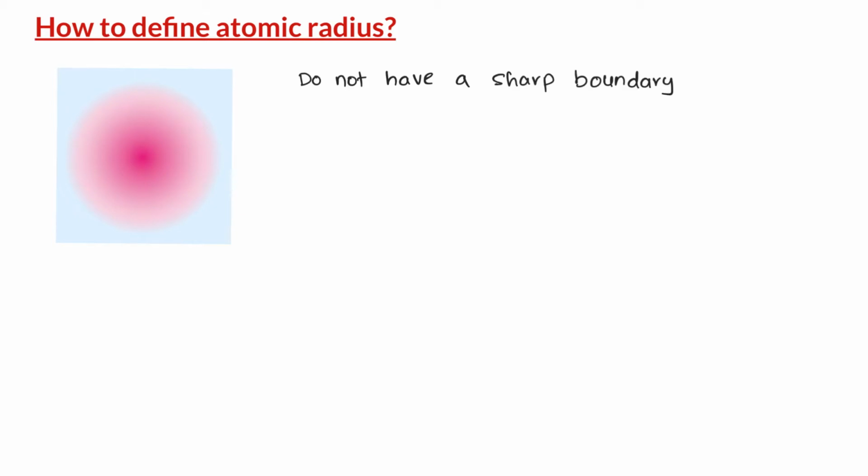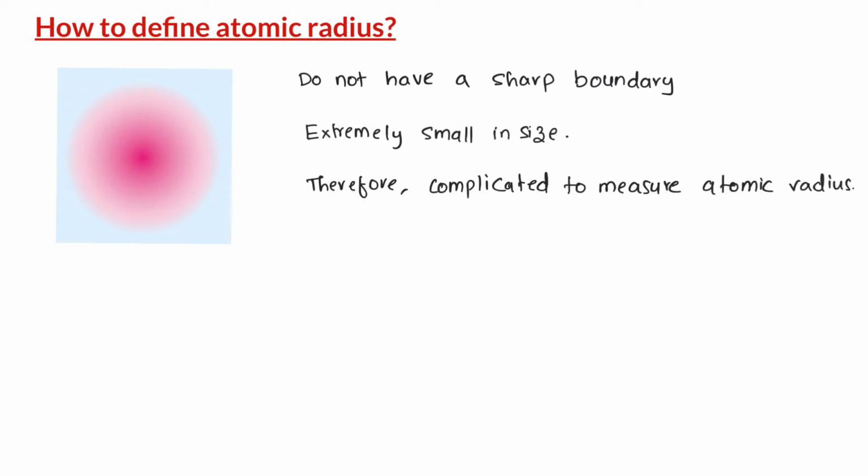As we have discussed earlier, the atoms do not have a sharp boundary like the macroscopic objects that we see every day. In addition, they are extremely small. Because of these two reasons, it is quite complicated to measure the radius of an atom. We can only estimate the radius by measuring the distance between two atoms when they are bound together by a single bond and take half of the bond distance as the atomic radius.